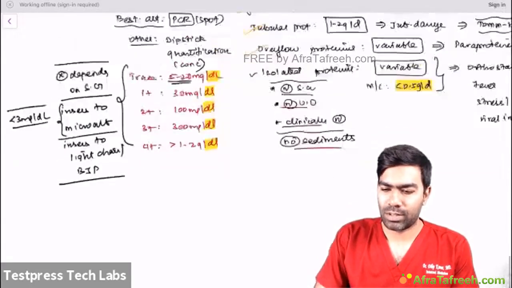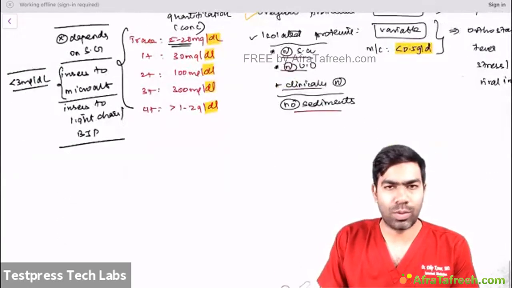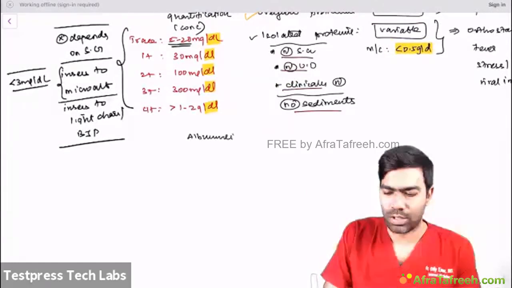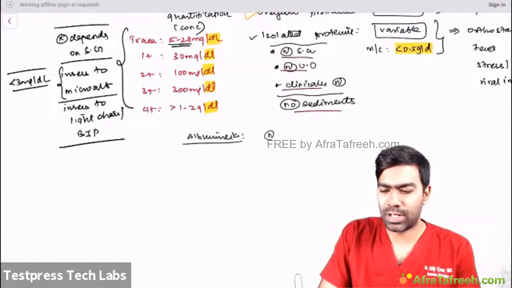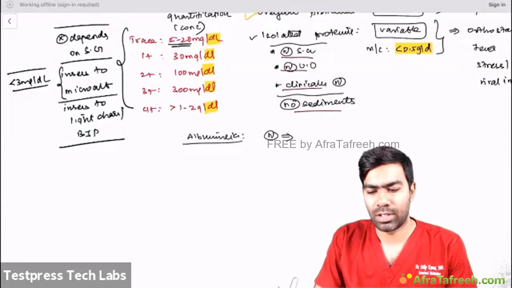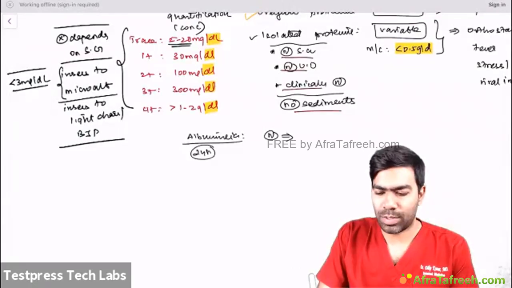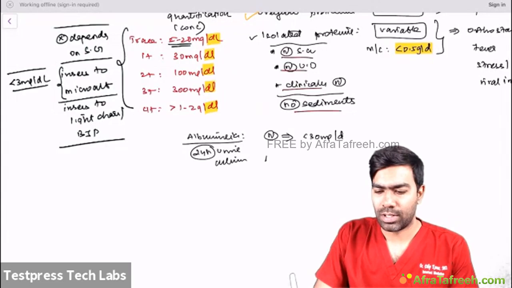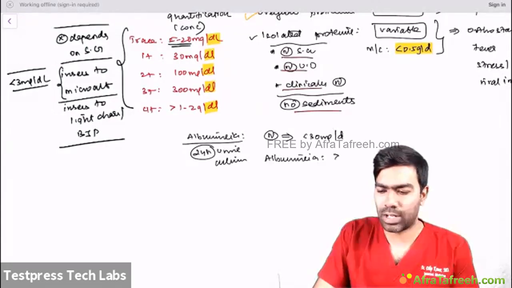Okay. Now, after knowing about proteinuria, it's also important to know about albuminuria. So, what is the normal amount of albumin that is excreted? We are talking about 24-hour urine albumin. What is the normal 24-hour urine albumin? That is less than 30 milligrams per day. That is normal. If you want to call it albuminuria, anything more than 30 milligrams per day is albuminuria.